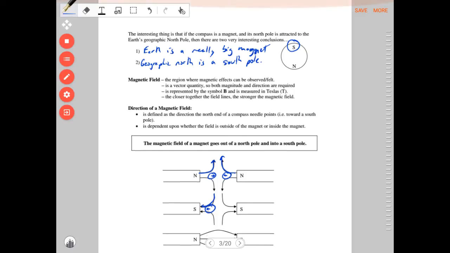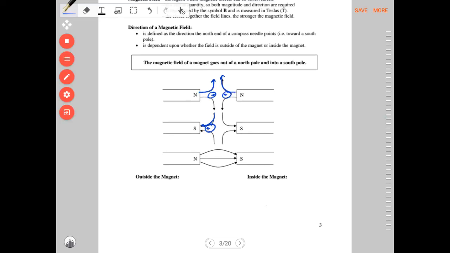Now when you have two magnets together, of course, we go out of the north pole and into the south pole. In this way, we can tell that these two repel, and a north and a south pole, of course, attract.